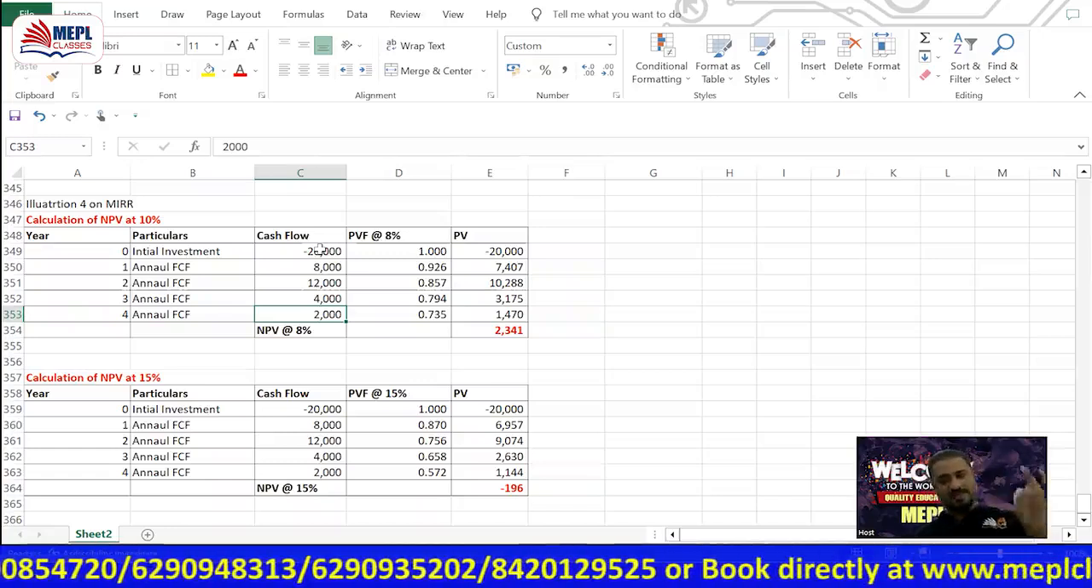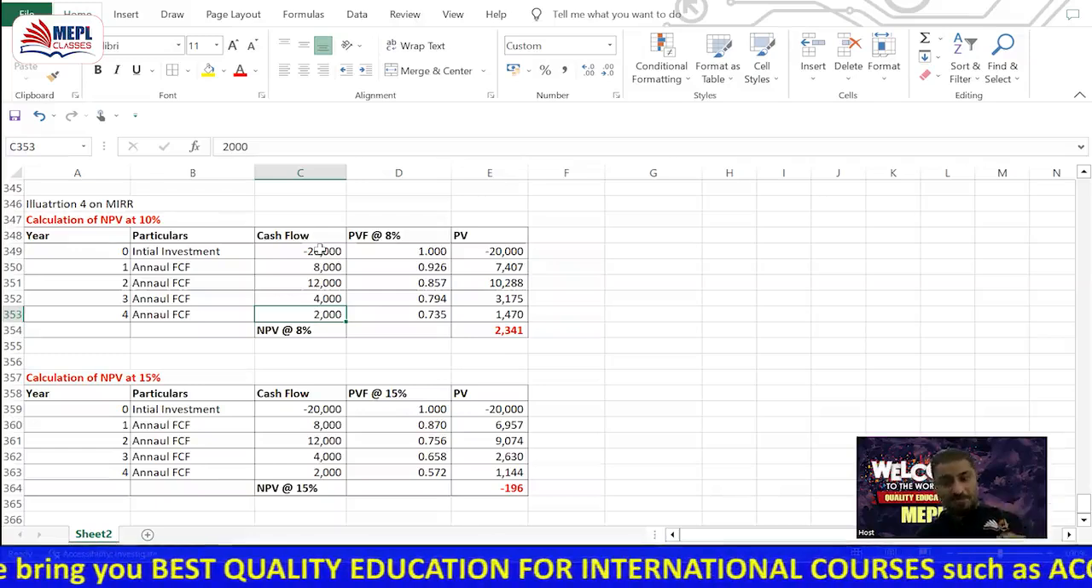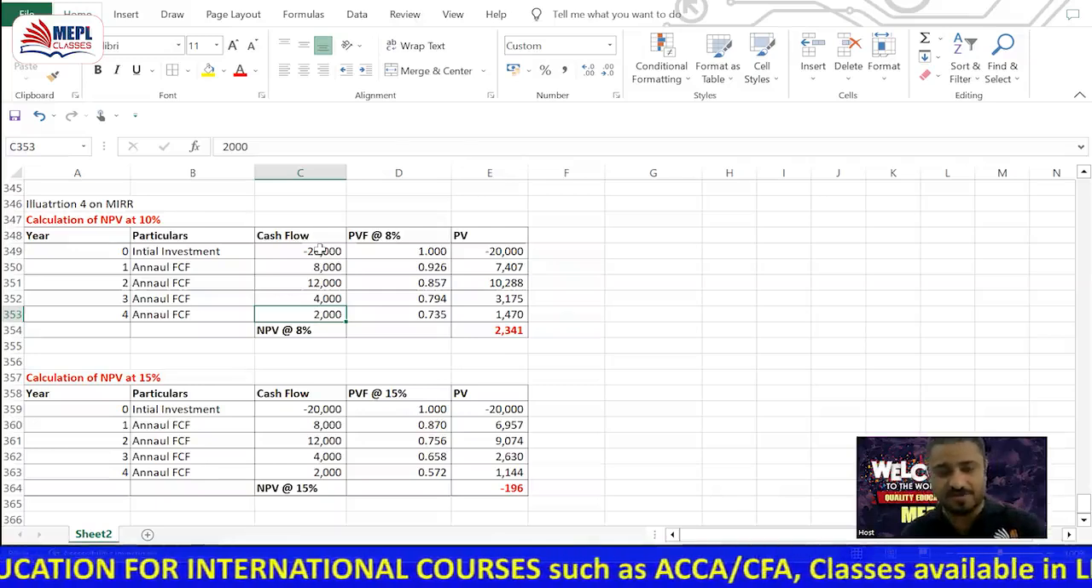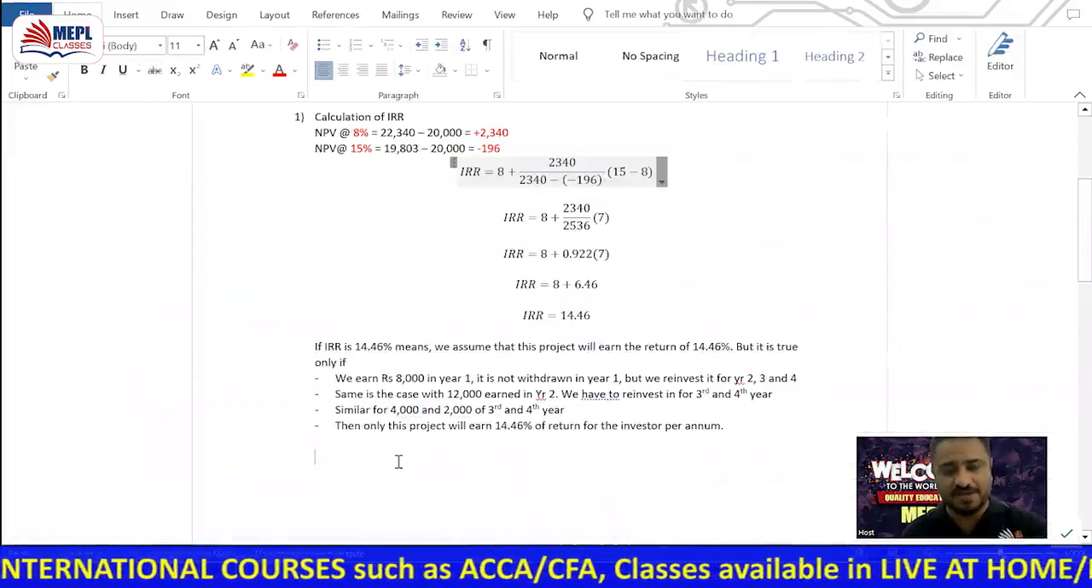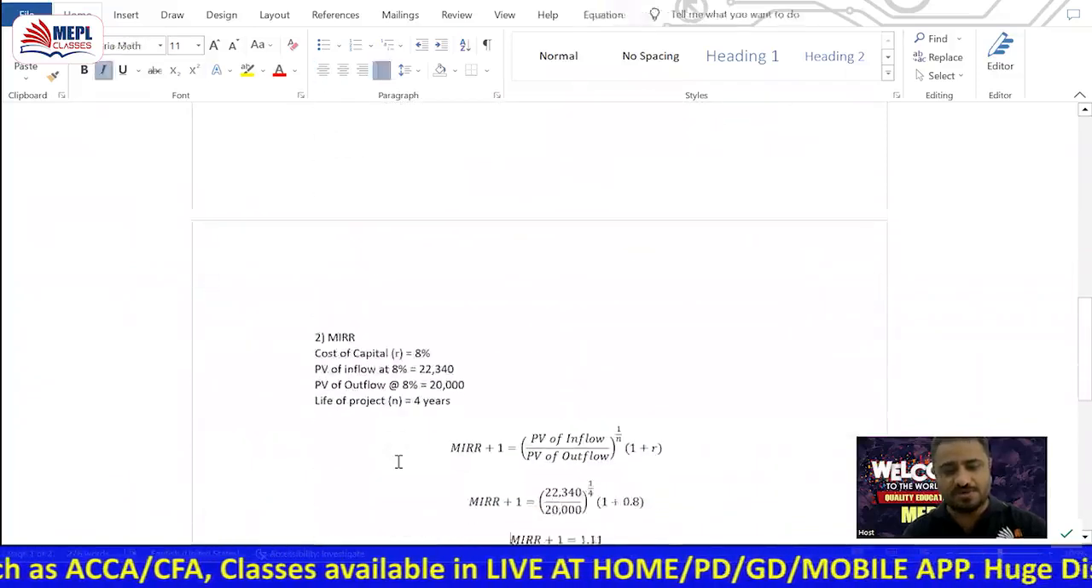They said, don't tell me NPV is positive. Don't tell me the IRR. Tell me the modified IRR. Now, what is modified IRR? A very interesting concept, the last concept of the day. And then we will end this lecture. We'll meet again tomorrow for the next lecture.